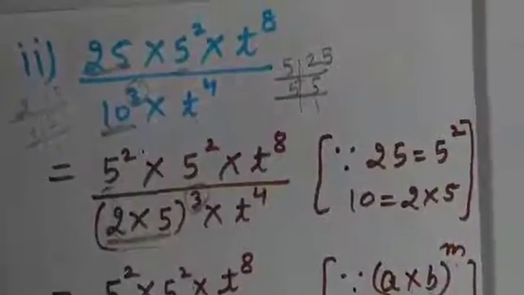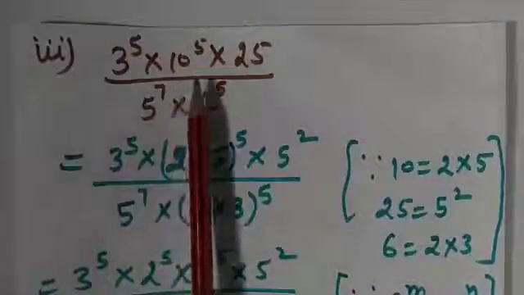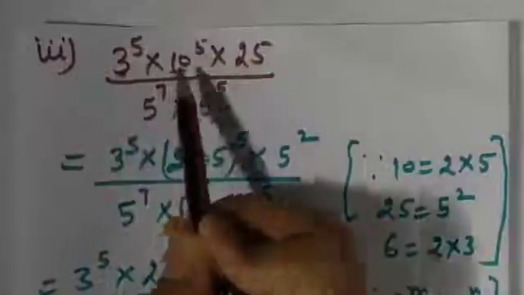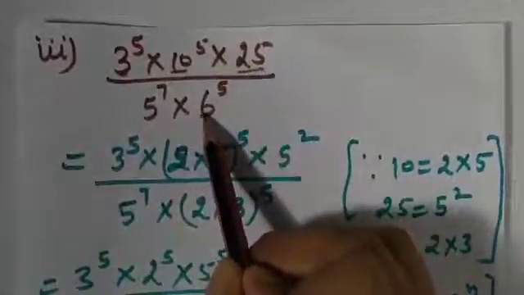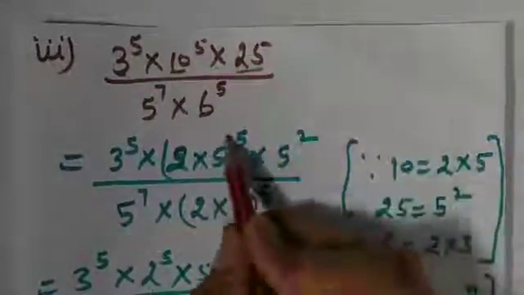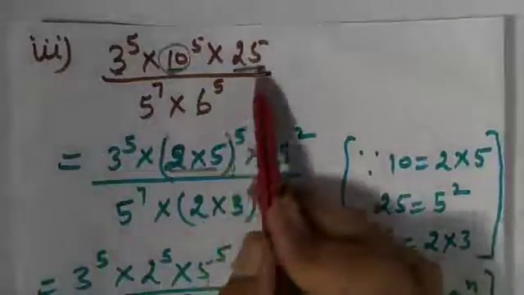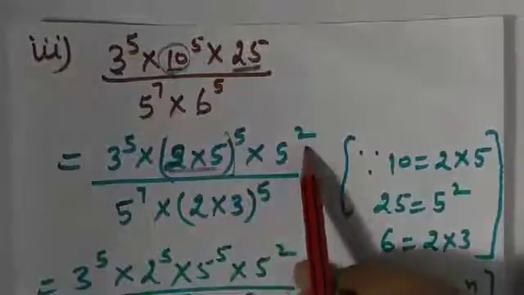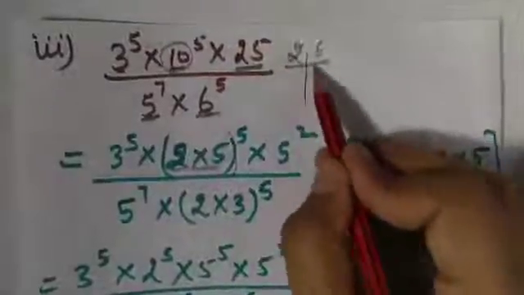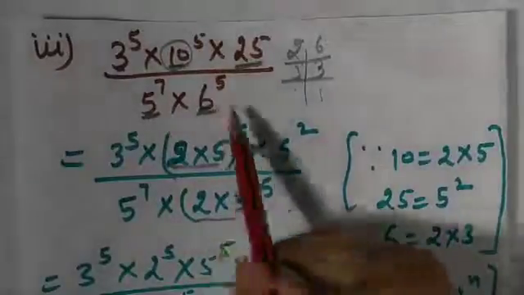Now come to part number third. The first step is to express each number in powers of prime. Here I observe that 3 is a prime number, 10 is not a prime, and this is also not a prime, and this is also not a prime. So I will take their prime factorization. 10 can be written as 2 into 5, and the power remains the same. 25 can be written as 5 raised to the power 2. This is also a prime. How will you write 6? Take the prime factorization, so it will be 2 into 3. I have written 2 into 3, and the power remains the same.